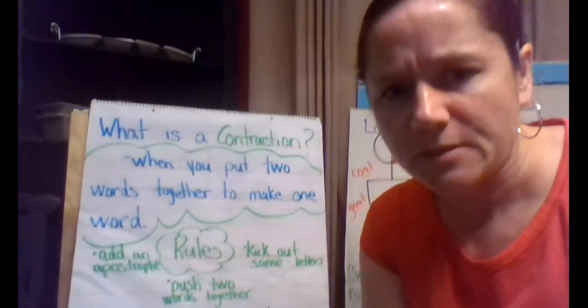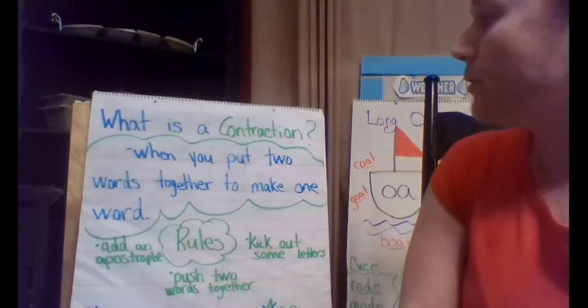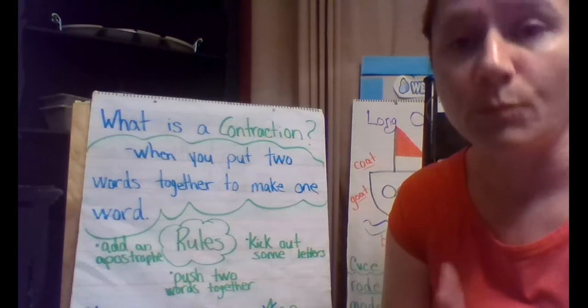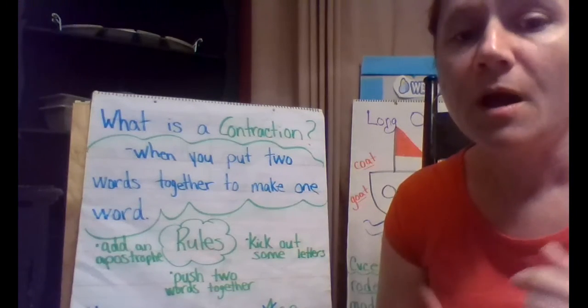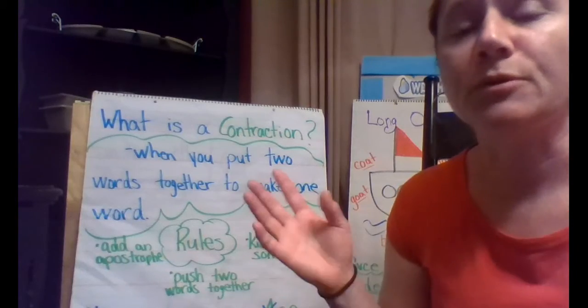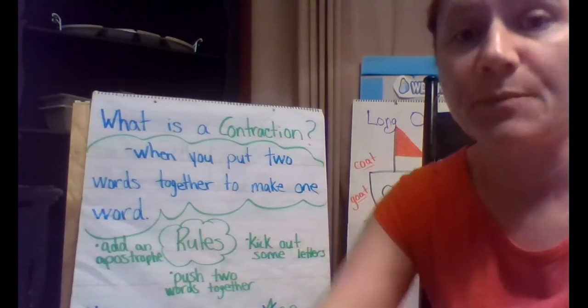It looks a little blurry. Sorry, there you go. A contraction is when you put two words together to make one word. But remember, there were certain rules. You had to take some letters out. You had to push two words together and you had to add the apostrophe.